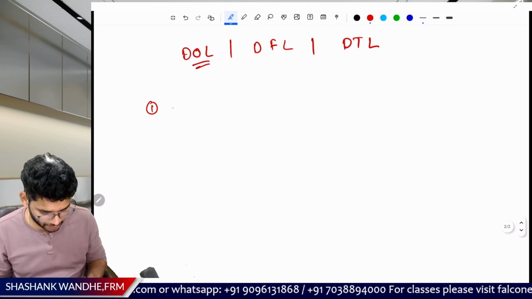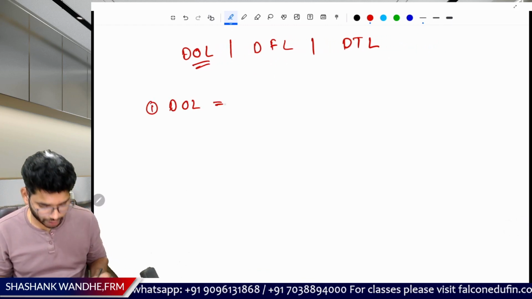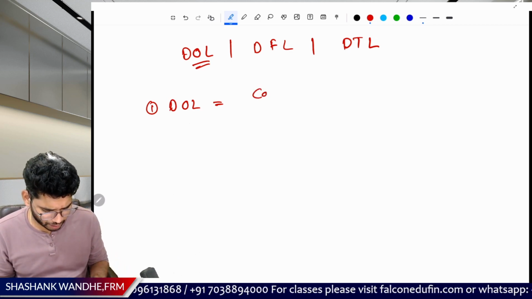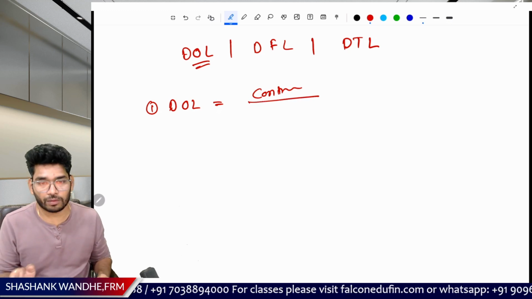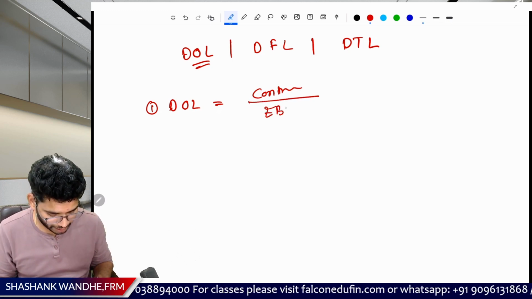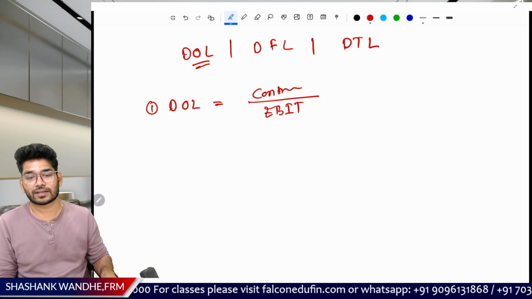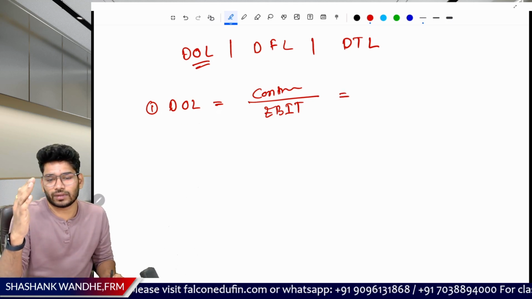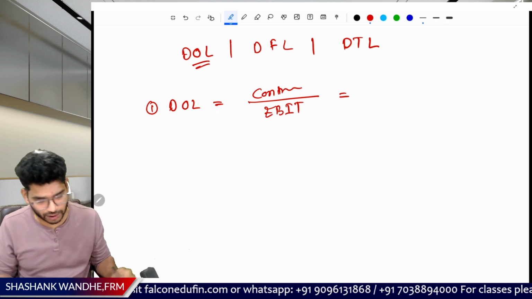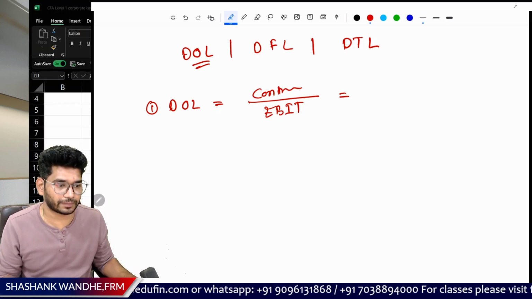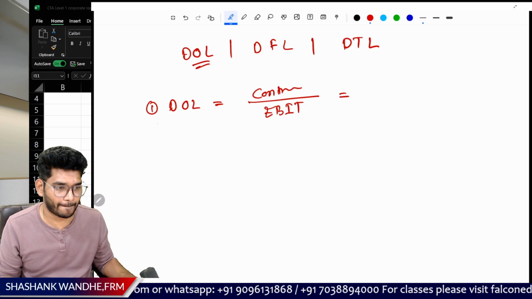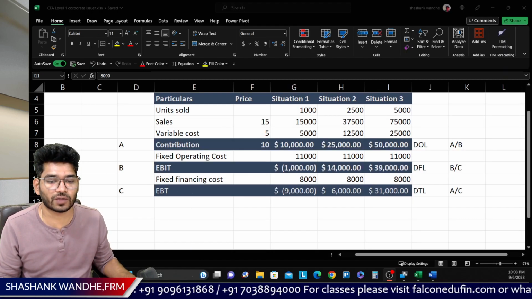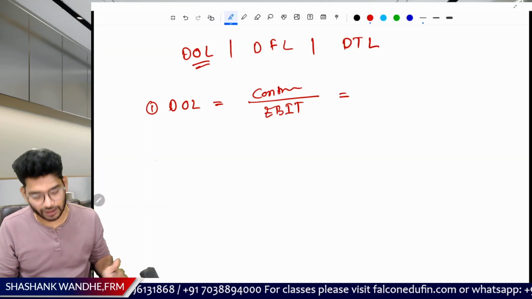So let's start with the first, degree of operating leverage. Now the formula, as we have seen in the illustration, is the contribution divided by EBIT, earning before interest and tax. EBIT simply means contribution minus fixed cost. Contribution minus fixed cost will give you the EBIT. So I will use the same formula.